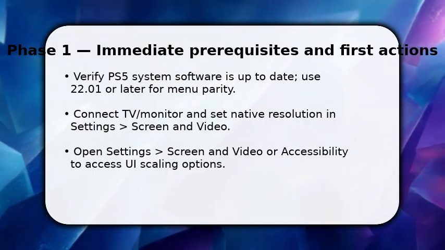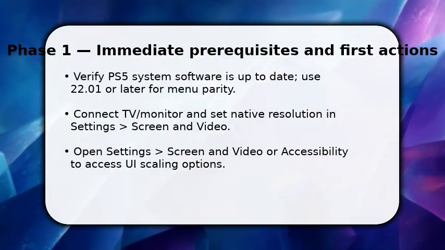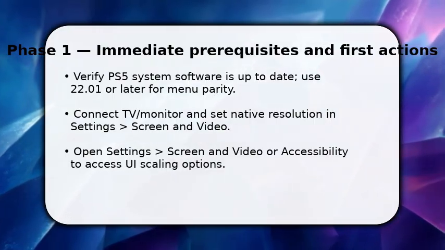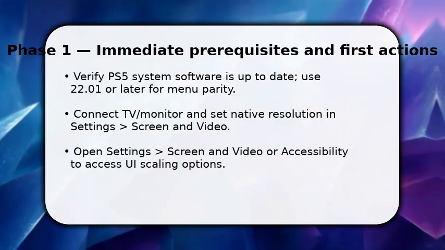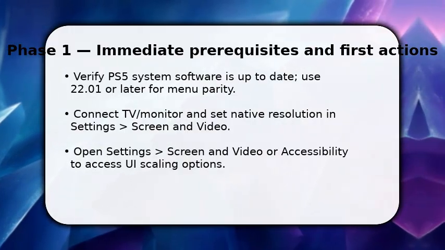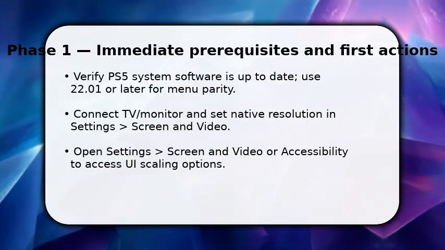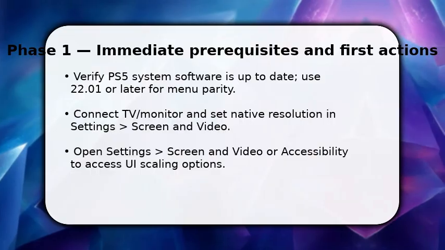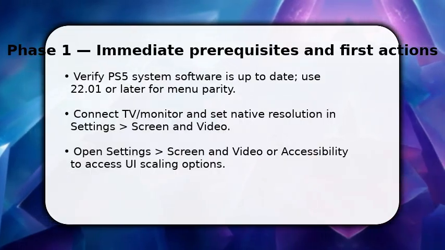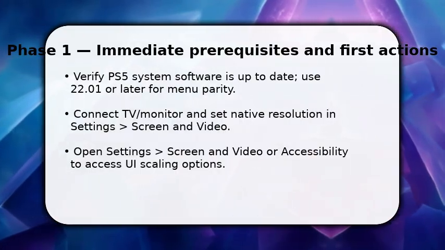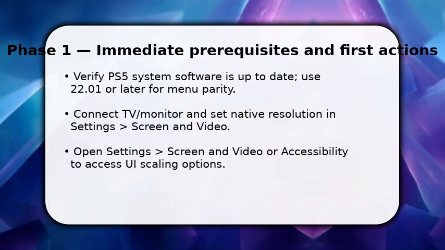You start by confirming the PS5 has the latest firmware so menus and scaling controls behave predictably. Once updated, make sure your TV or monitor is connected and running at its native resolution. This reduces blurriness when you change UI scaling. Now open Settings, then Screen and Video, or Accessibility when you want text size changes.